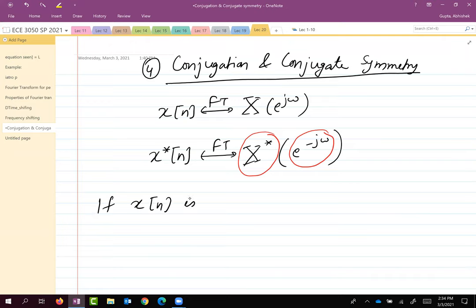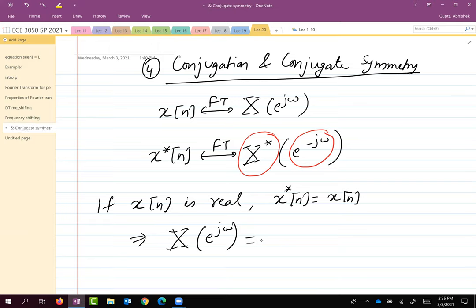Now we know that if x[n] is real, it's a real signal. And since I'm a controls guy, I only deal with real signals. I don't deal with complex signals. A lot of signal processing people do deal with complex signals, but I don't, unfortunately. So this applies to me. If x[n] is real, then the conjugate of x[n] is equal to x[n], which implies that X(e^{jω}) is equal to X star(e^{-jω}).